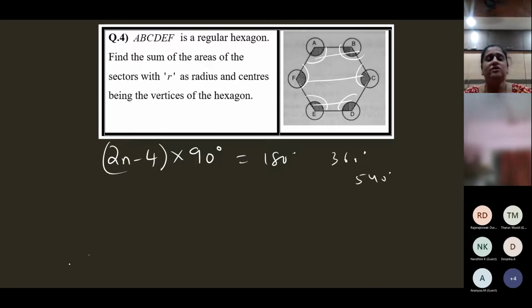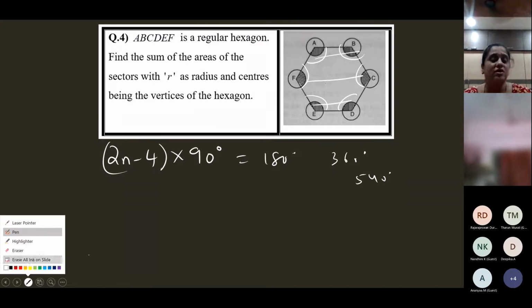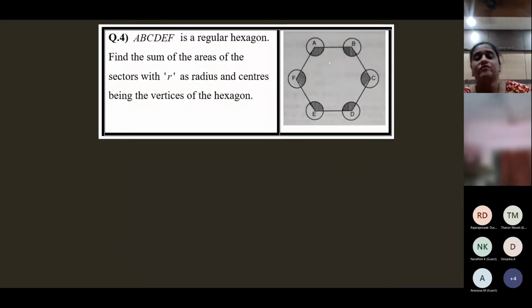So 2 into 6, 12. 12 minus 4, 8. 8 into 90, 720 degrees. So the sum of all the angles of this polygon is 720 degrees. It's not 180. 180 is only for a triangle. 360 is for a quadrilateral. For a pentagon, it's different. For a hexagon, it is 720.